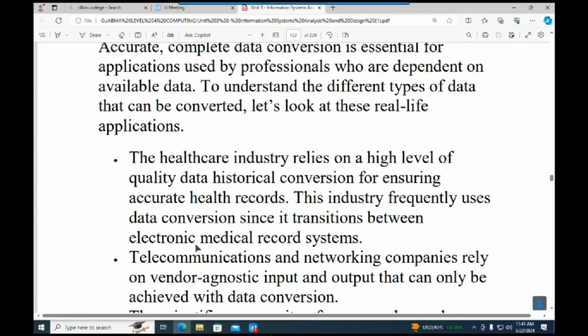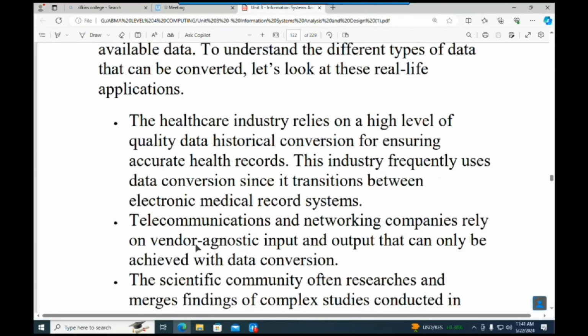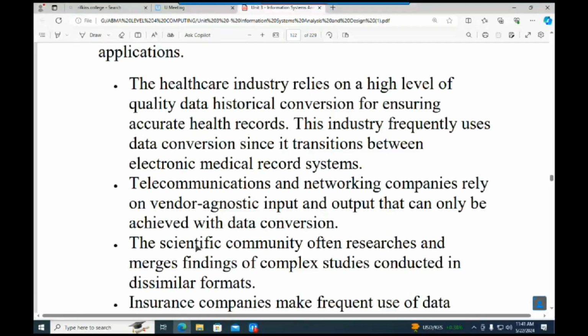So for you to be able to understand those different types of data that can be converted, you need to look at some real life applications of this data. For example, the healthcare industry is going to heavily rely on high quality historical conversion to ensure that we have good health records. This industry frequently uses data conversion, because here we have transitions between electronic medical record systems happening.